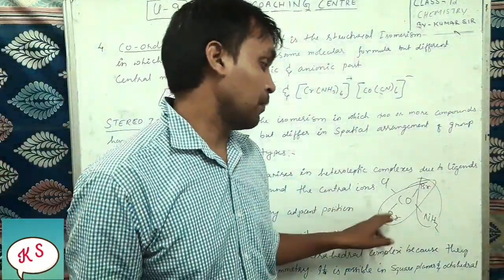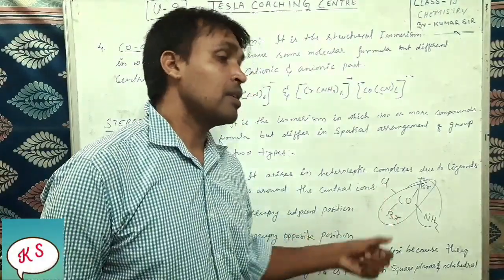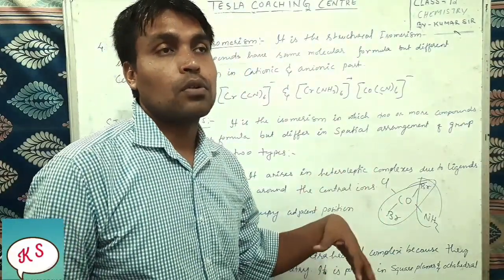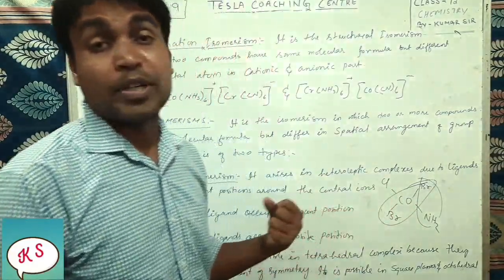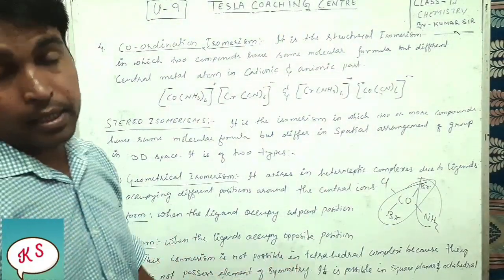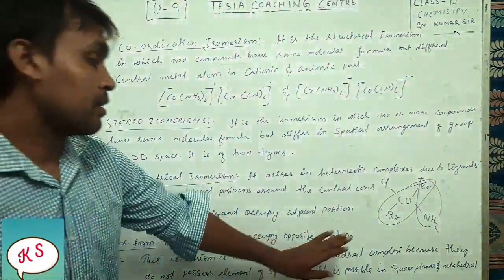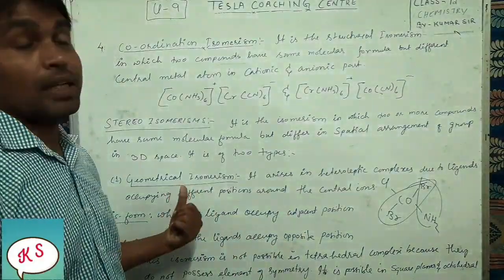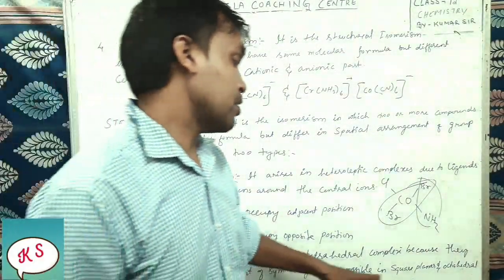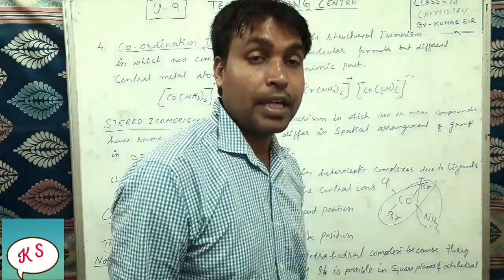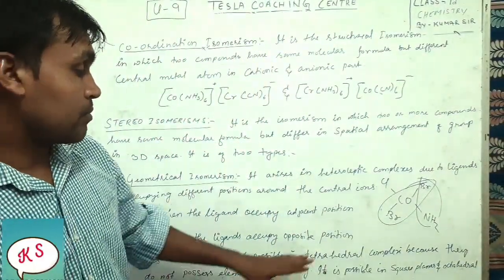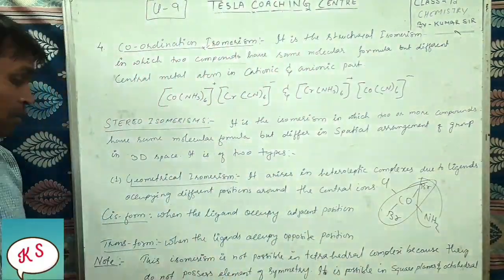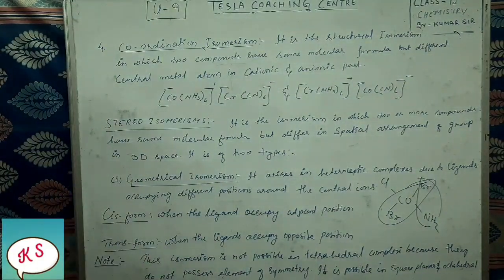Like here you see 1, 2, 3, 4. If they are equally arranged, it is a symmetrical element, so we can go for geometrical isomerism. But if it is an unsymmetrical element, we cannot go for geometrical isomerism. This one you have to remember: a tetrahedral complex does not possess an element of symmetry, that's why geometrical isomerism is not possible in it. Geometrical isomerism is only possible in square planar and octahedral complexes. Remember this. Now we will do the second type.